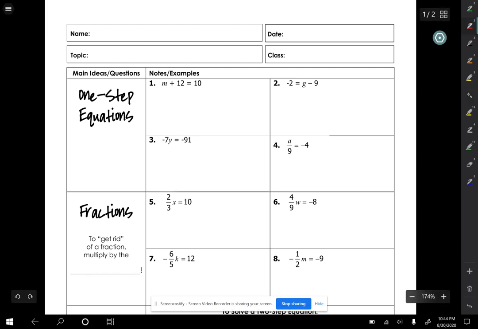Okay, so these notes are going to be for solving 1 and 2-step equations.